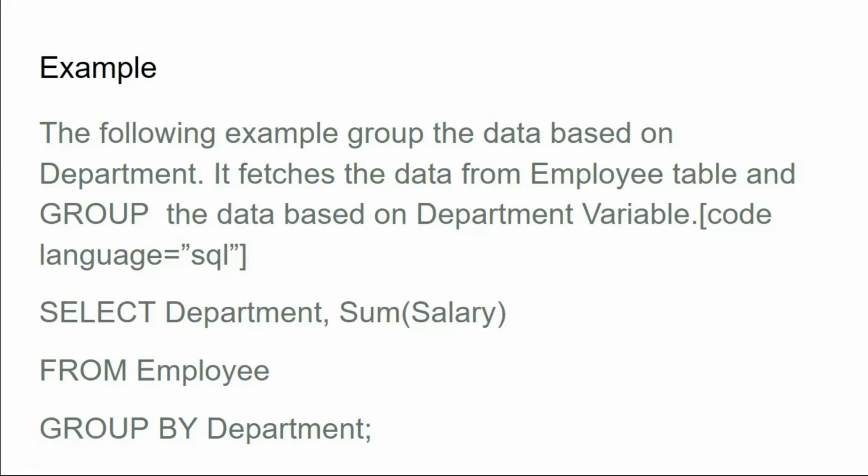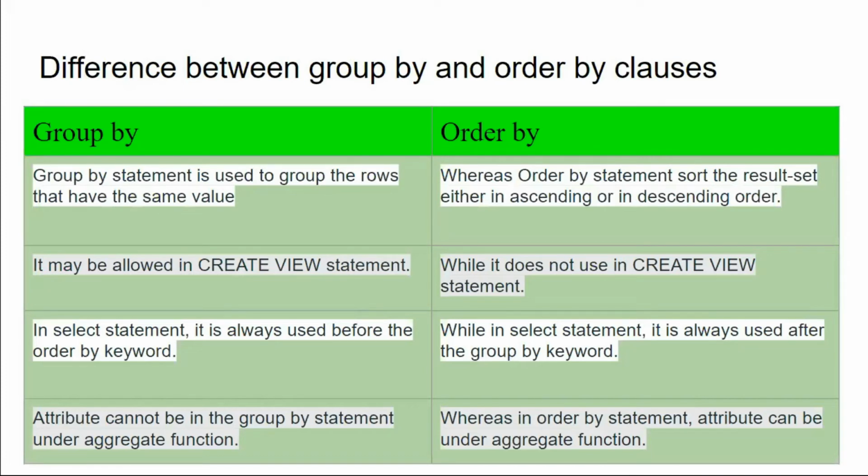Next we will see the difference between the order by and group by clauses. The first difference: the group by statement is used to group the rows which have the same values, and order by will sort the result set either in ascending or descending order. The result of group by can be used for view statements. View is also another concept used in SQL queries, which we will see in future sessions. But the result set of order by will not be considered for view statements.